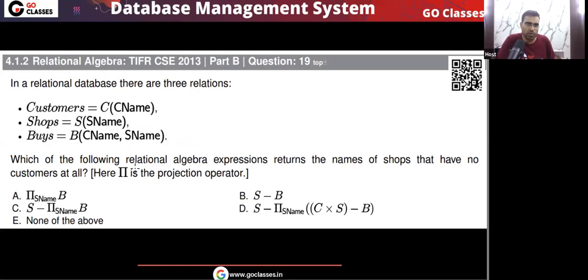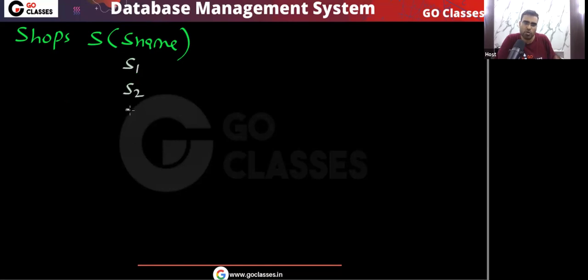Which of the following relational algebra expressions returns the names of shops that have no customers at all? Which shops have no customer at all? Look at this table, shops. Notice this has only S name, which means this has all the shop names. Yes or no? For example, maybe shop S1, shop S2, shop S3. So this has all the shop names.